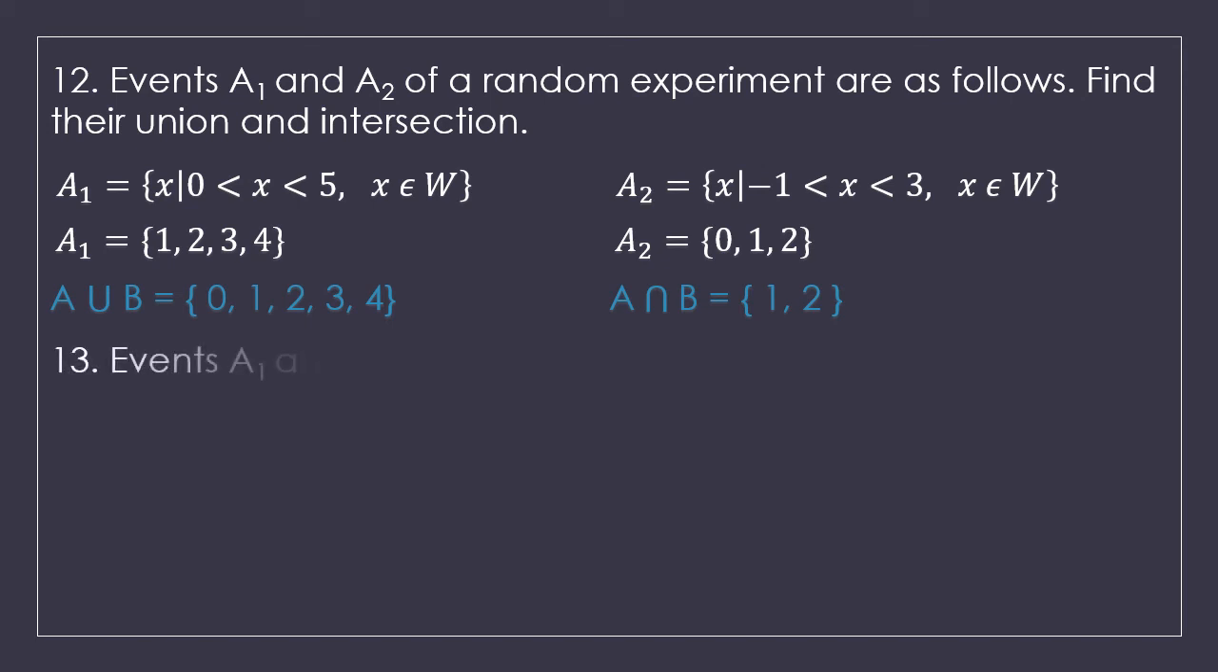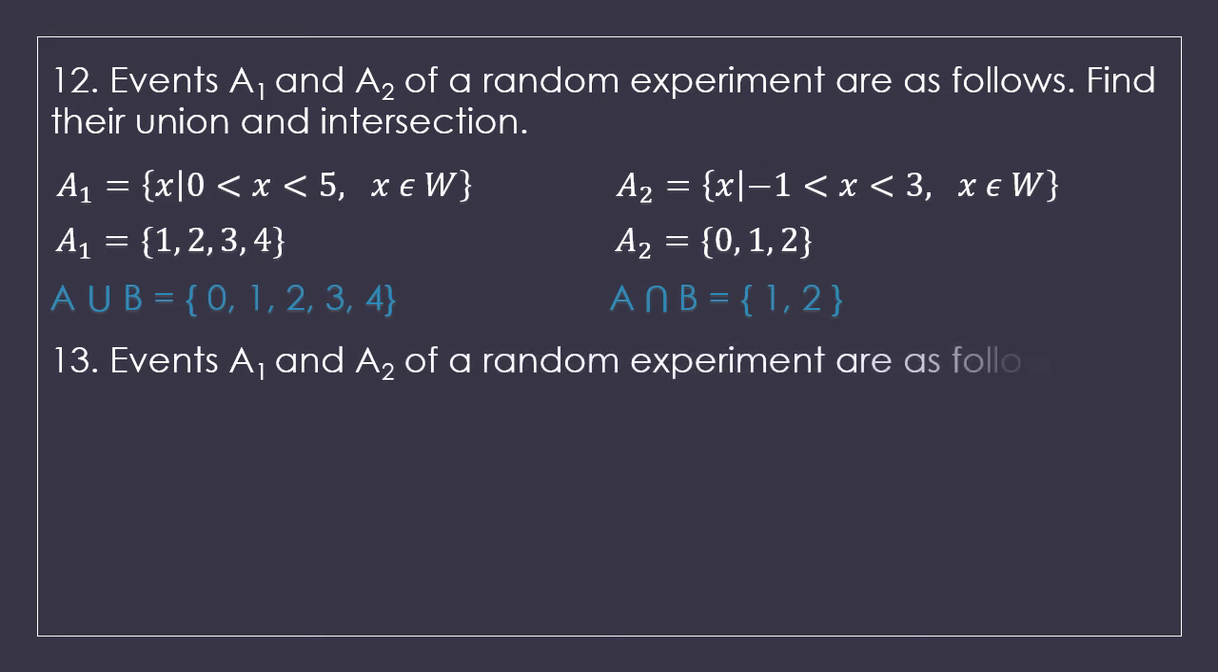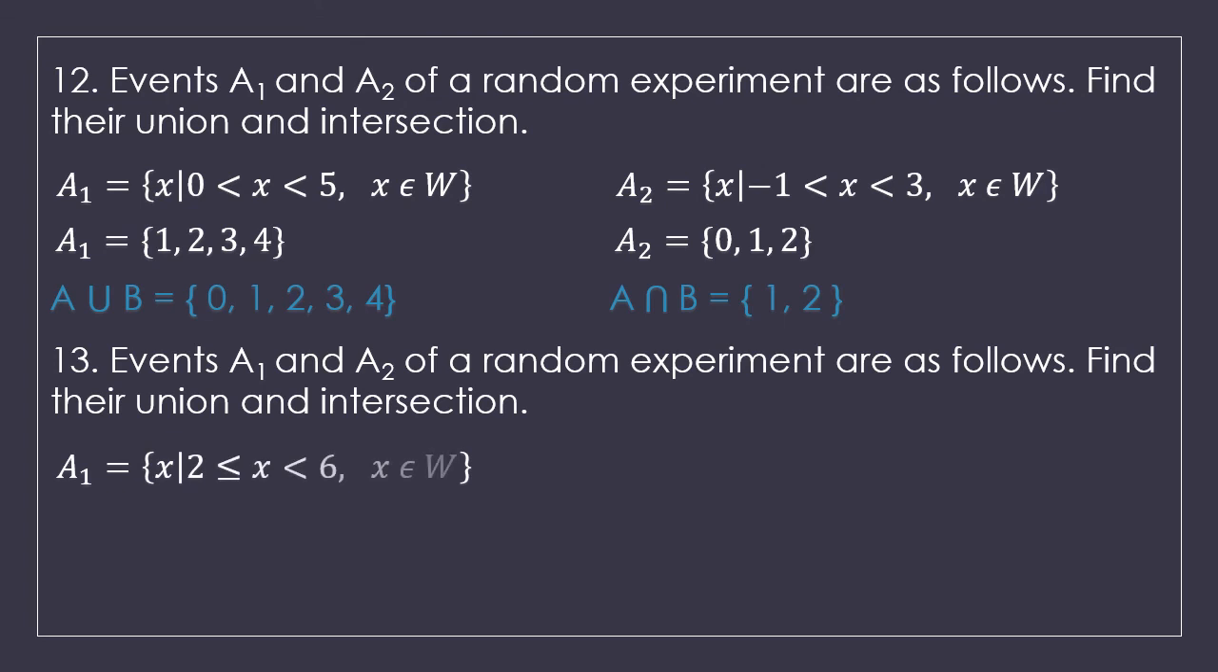Next, question number 13 is again something similar. Events A1 and A2 of a random experiment are as follows, and we have to find their union and intersection. Ditto, same question, but the values have been changed. A1 is x, where 2 ≤ x < 6. Here again x is an integer. And A2 is x, where 3 < x < 9. So x is again an integer.